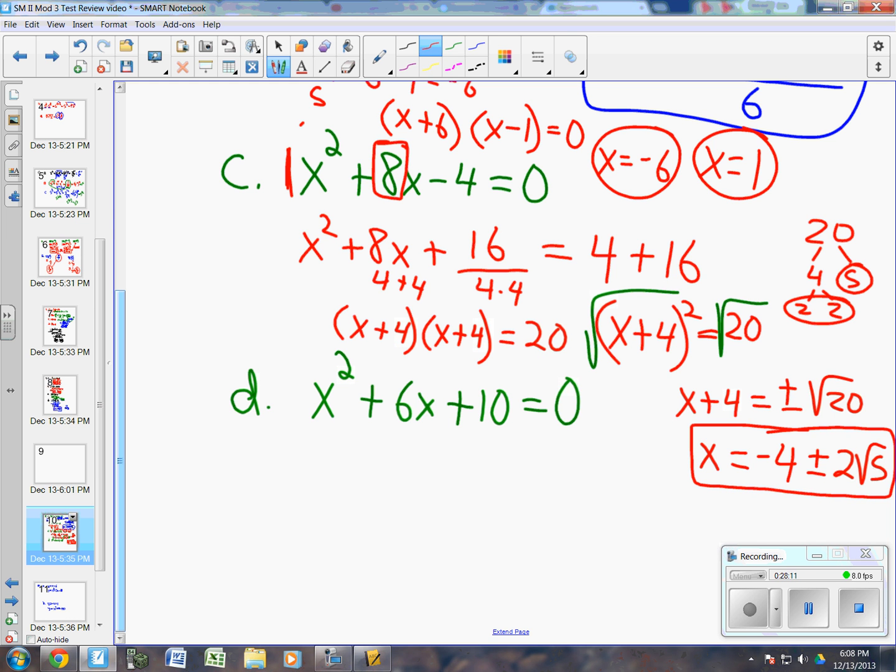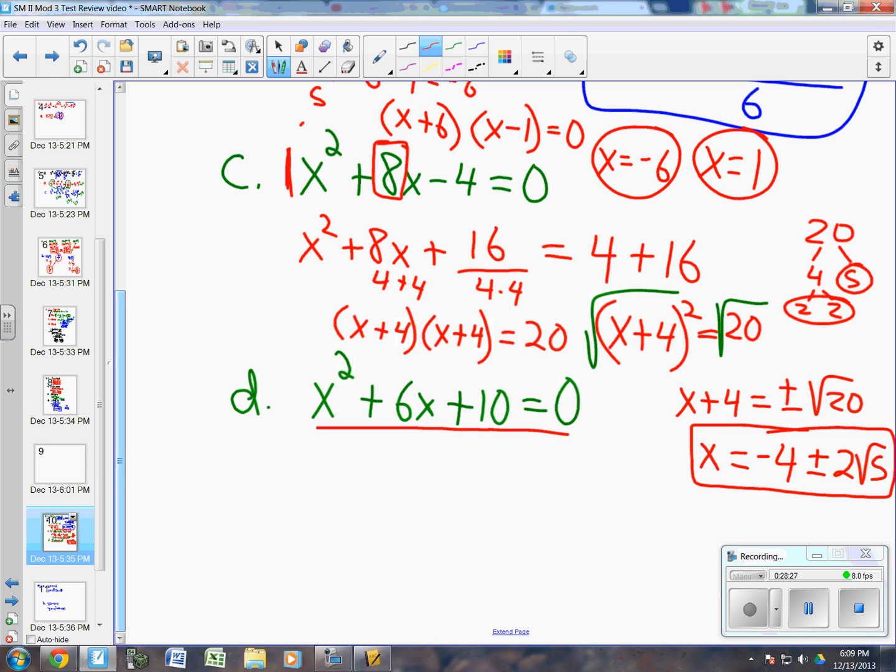Now, you could have used the quadratic formula for that one, and you should have got the same exact answer. So either way, you could have gotten that answer. Okay, this one down here will also work nicely completing the square, but I'm going to do the quadratic formula since we just did that other one that way.